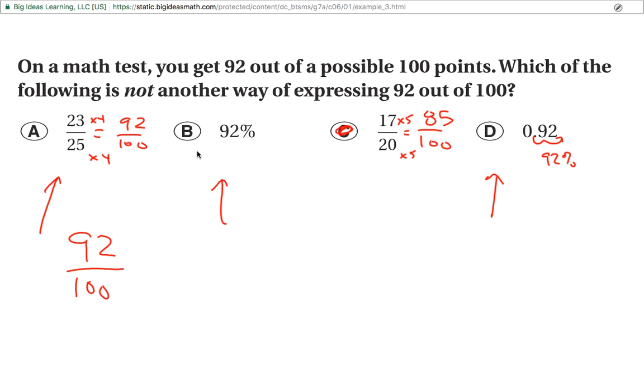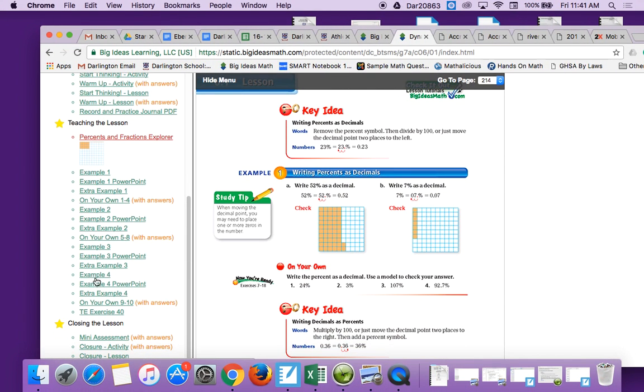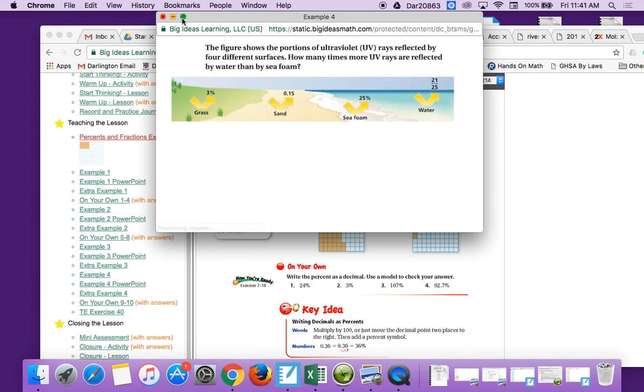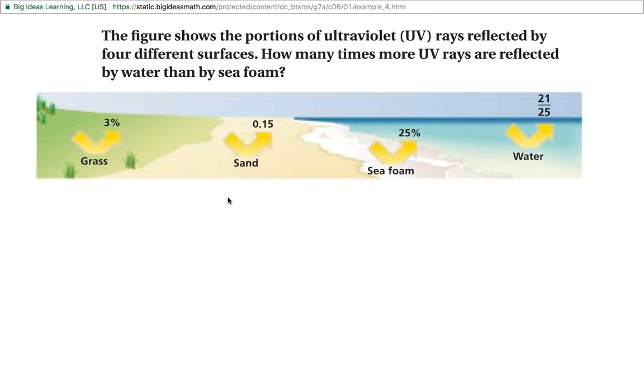Last but not least in this section. This example is kind of a little bit of science lesson on UV rays. The figure shows the portions of ultraviolet rays reflected by 4 different types of surfaces. How many times more UV rays are reflected by water than by sea foam? Well, look at your two characters. Sea foam's at 25%, and then looking at the water is 21 out of 25.